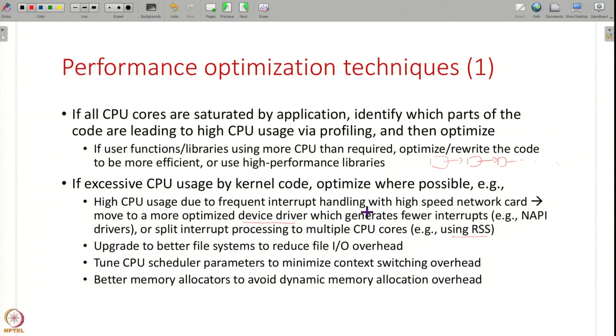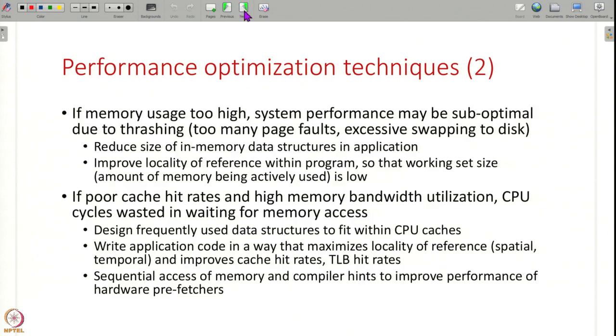So, you can optimize your OS also in some ways. If your file system, file IO is the bottleneck, use a better file system. If context switching overhead is a bottleneck, tune your CPU scheduling parameters, tune your scheduler algorithm so that you do not have so many context switches. If you find that memory allocation, malloc, is the bottleneck, then you use a better memory allocator, instead of doing this dynamic general purpose malloc, right. So, depending on where your problem is inside the system software also, sometimes you will be able to optimize it. So, this is one set of techniques.